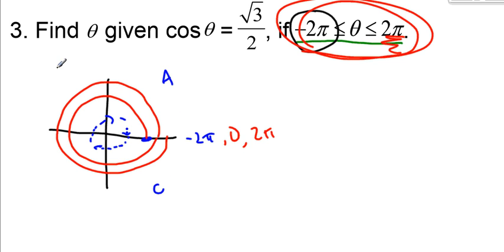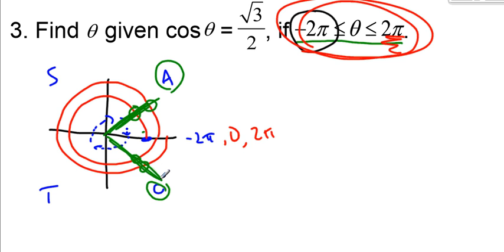So let's use the CAST rule. Cosine is positive here and here. So C meaning cosine and A meaning all of them. So those are the 2 quadrants we care about. So I should be able to find 1, 2, 3, 4 answers.